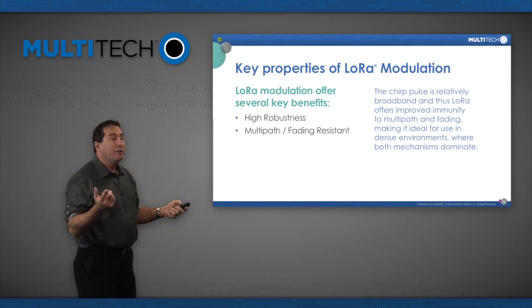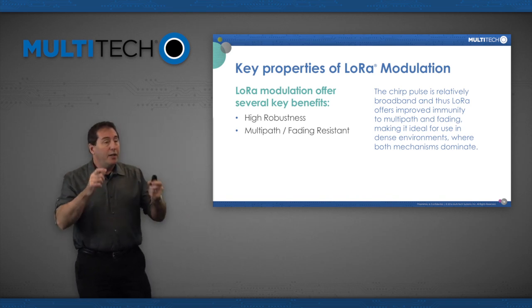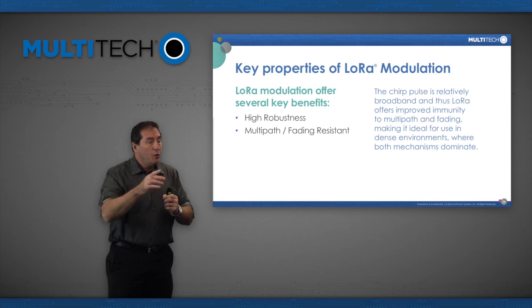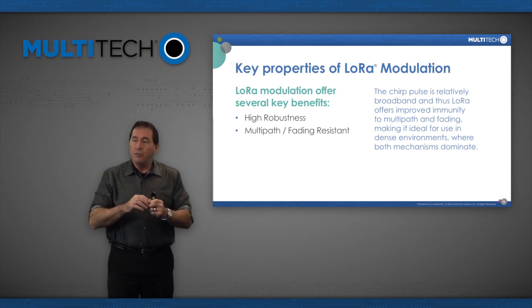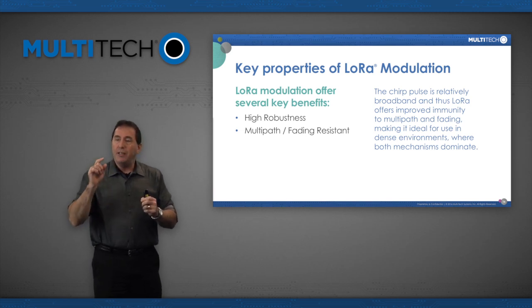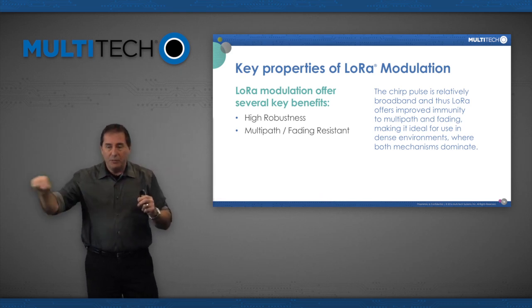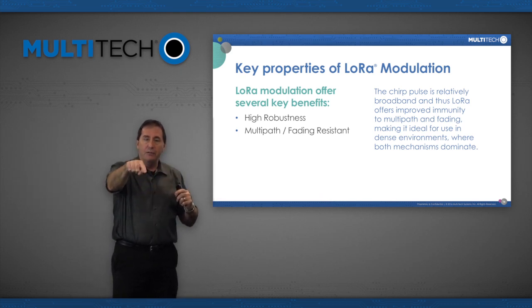And then multipath, you're all familiar with the multipath term. Multipath is when an endpoint sends out a signal, but because of other objects or other reflections in the environment, the receiver will seem to get echoes, signals that take longer to get there.